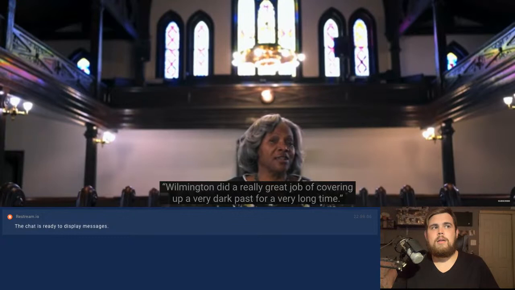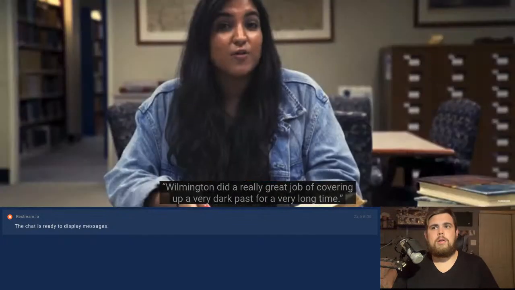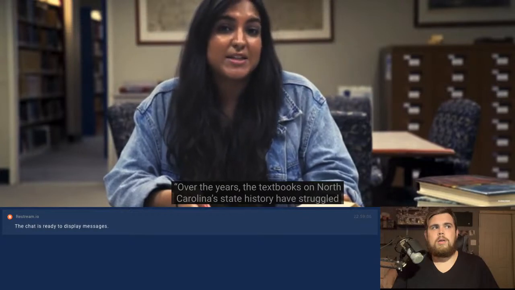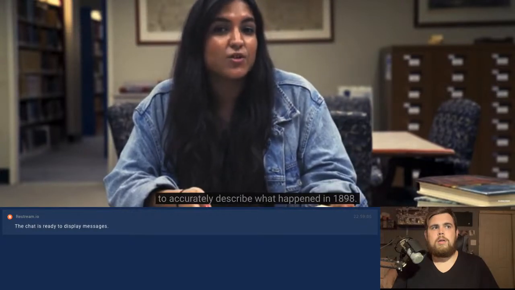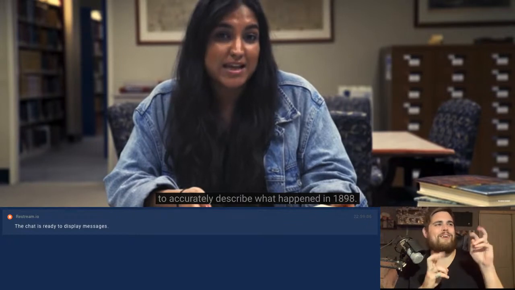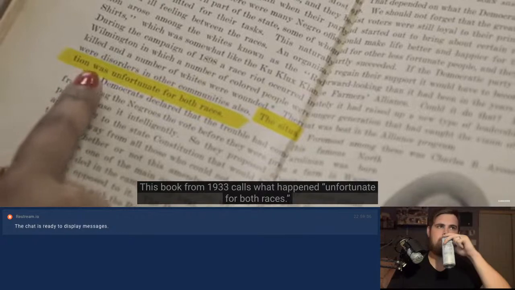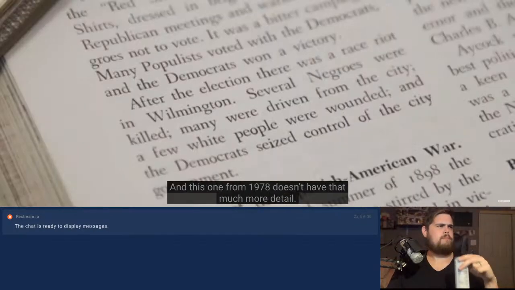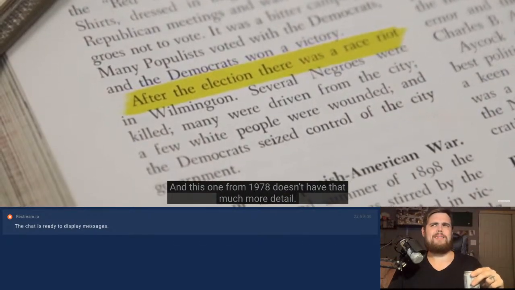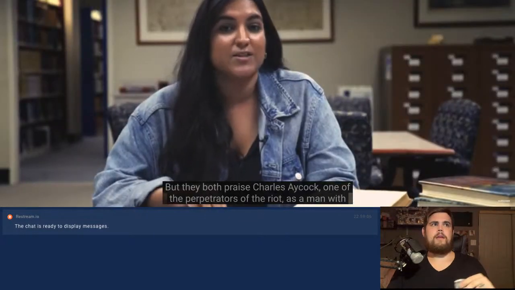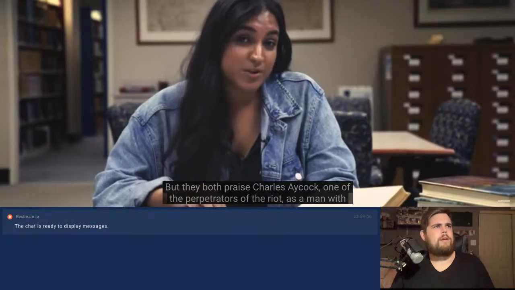Wilmington did a really great job of covering up a very dark past for a very long time. Over the years, the textbooks on North Carolina's history have struggled to accurately describe what happened in 1898. This one from 1933 says the situation was unfortunate for both races. And this one from 1978 doesn't have that much more detail. But they both praise Charles Aycock, a politician who helped perpetrate the riot.